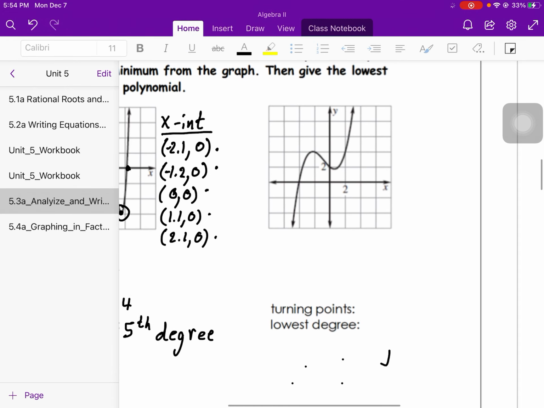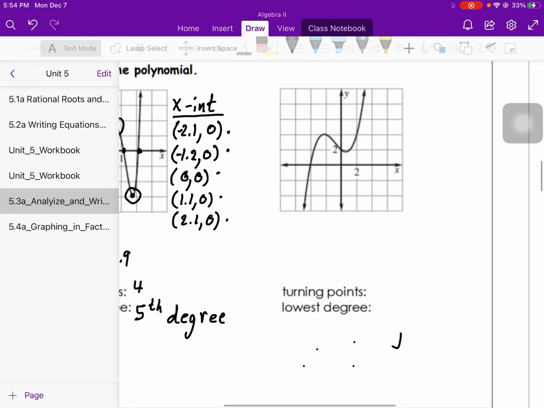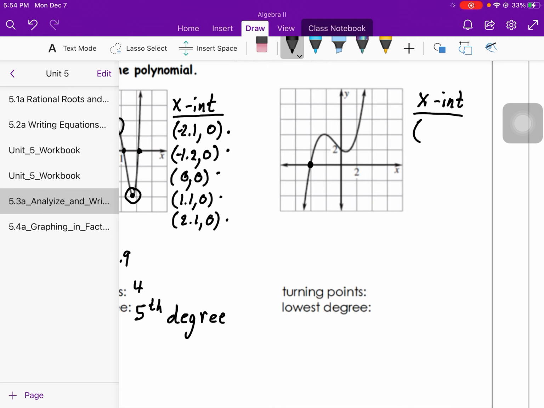Let's go back over to this one here. Okay, so again, we'll do the same thing. We will do x-intercepts, and we'll write the whole coordinate. Looks like we go exactly through -2, 0. There's only one x-intercept here, which is fine. And then the turning points we have, well, sorry, I should do max, min.